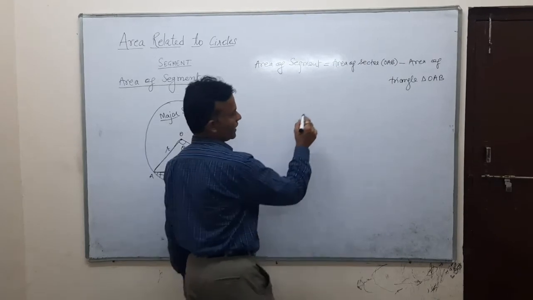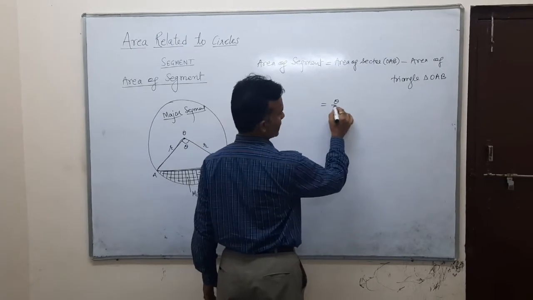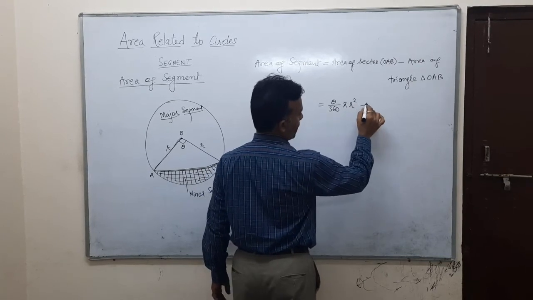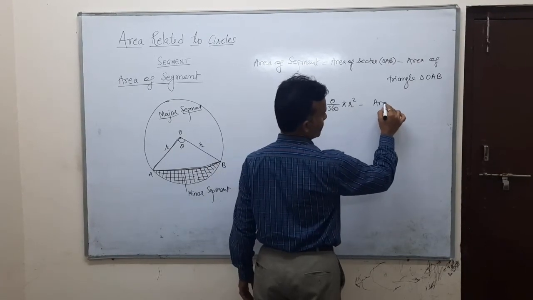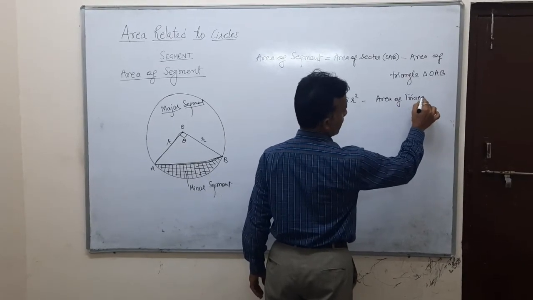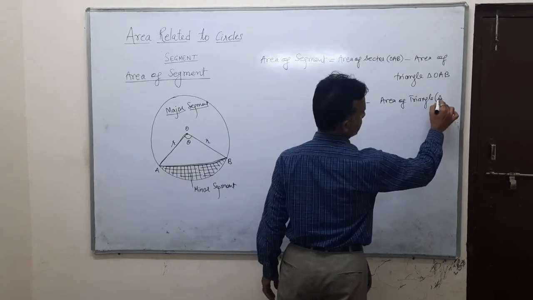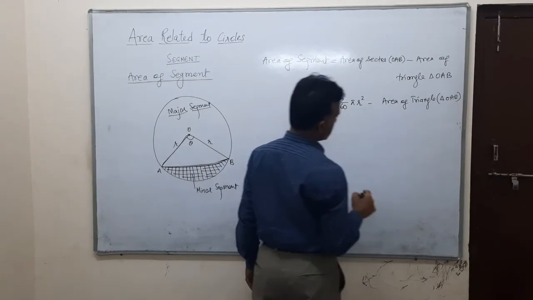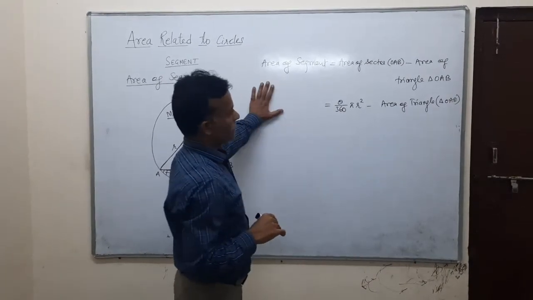We know the formula for the sector: theta by 360 degrees into pi r square, minus the area of the triangle. And the area of triangle OAB is also known. Okay, so this is the formula for the area of a segment.